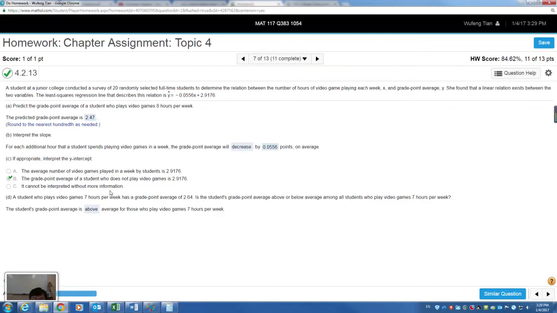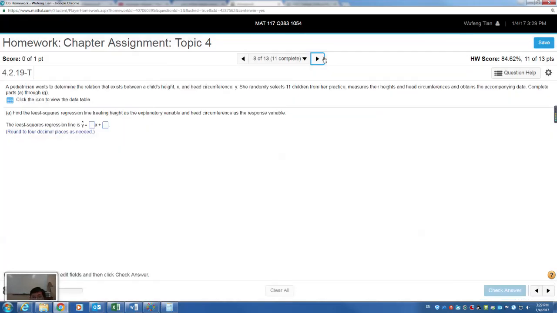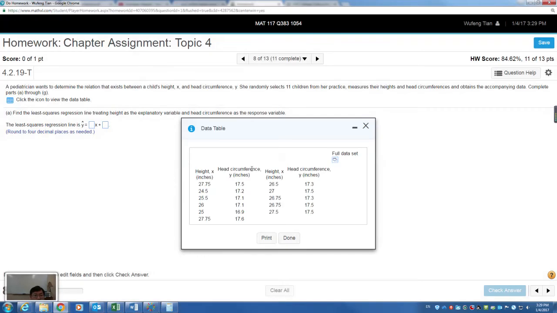Okay, you plug 7 into the equation, compare this value with this value, and this is above the average. Above this 7 average value is this one, right? All right, next one. I have the data. So linear regression line, you can do that.